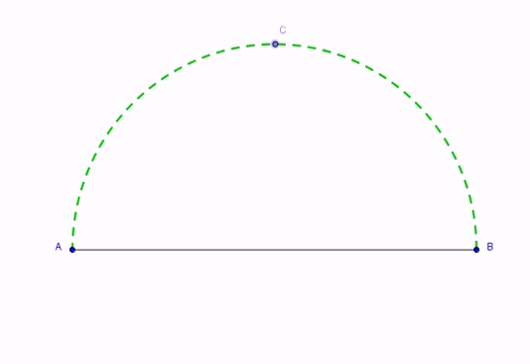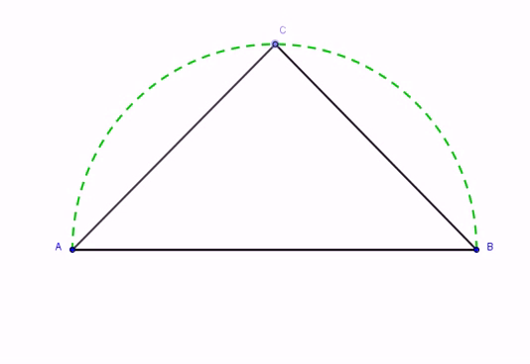We now create our triangle. And our goal, of course, is to find out the measure of this angle formed right here. Now we know this is going to be angle ACB.